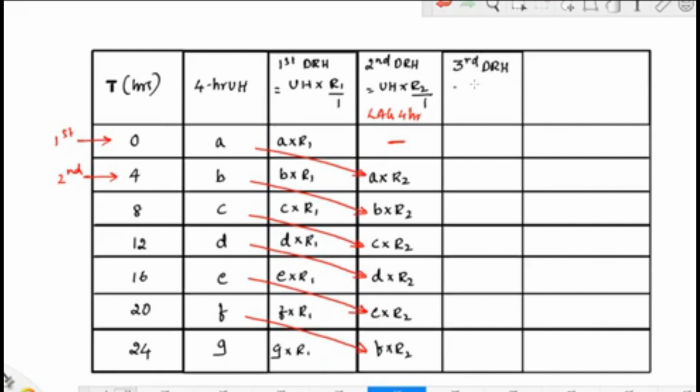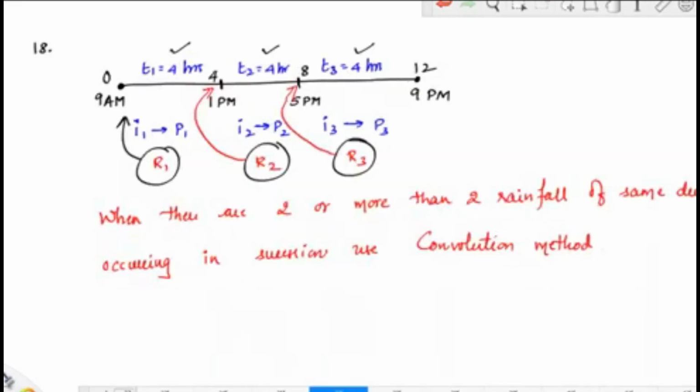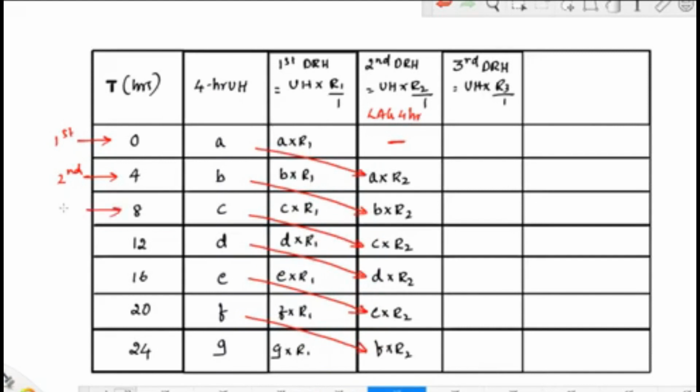Now the third DRH, due to the third rainfall, is the unit hydrograph into R3 divided by 1. Your third rainfall is starting from 5, that is nothing but 8. So you have to start from 8 here. The total lag will be 8 hours from the first one, so you will not get any value here. You have to start from here. From here it will be A into R3, B into R3, C into R3, D into R3, E into R3. Third one with respect to R3.